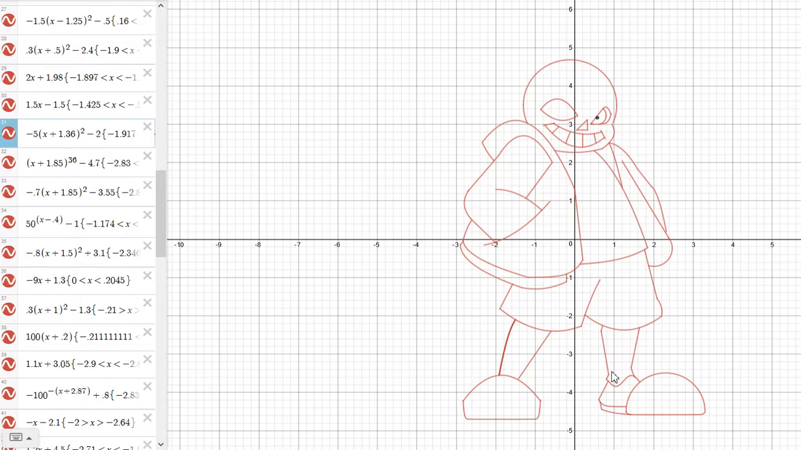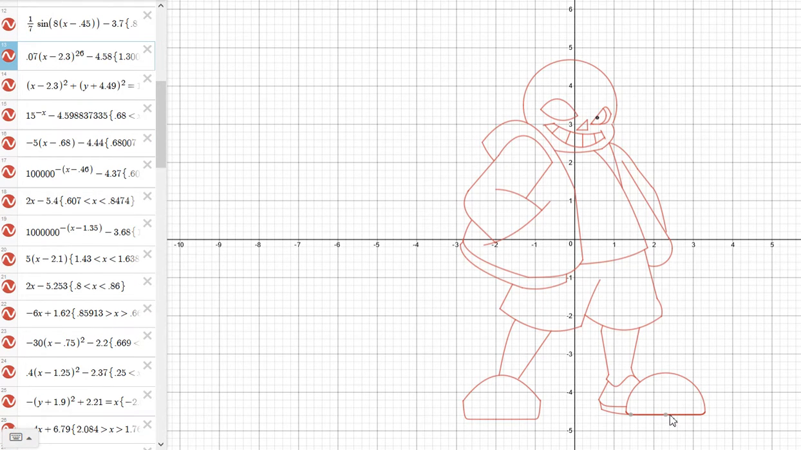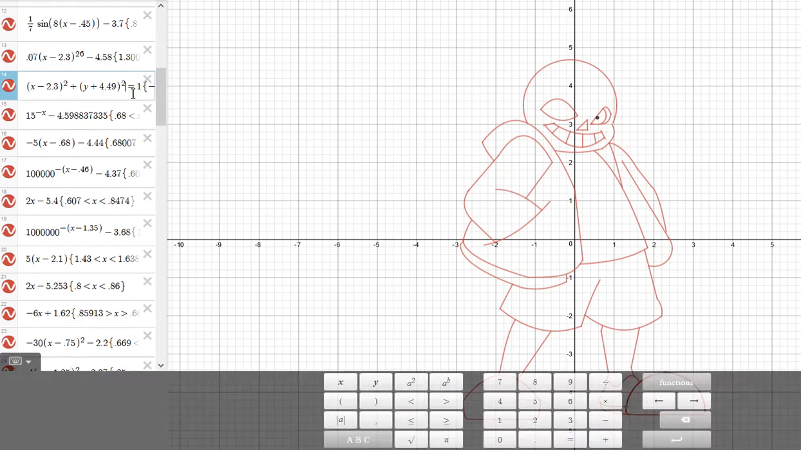One advanced function that I used in this picture would be this, which is y = 0.07(x - 2.3)^26 - 4.58. Another one that I used was this, which was (x - 2.3)^2 + (y + 4.49)^2 = 1.